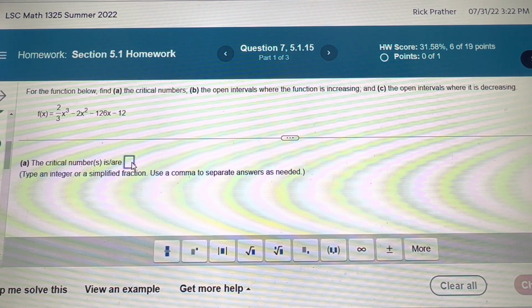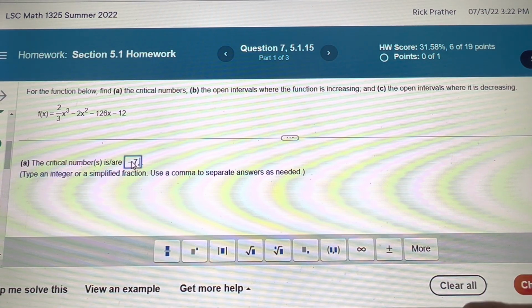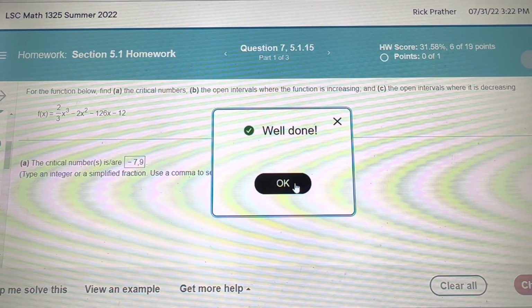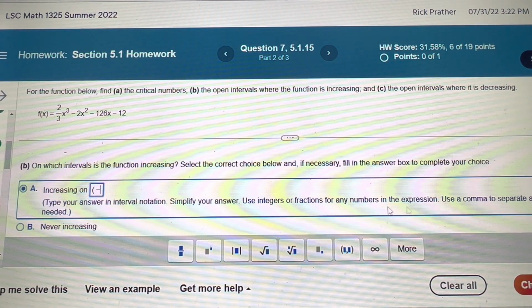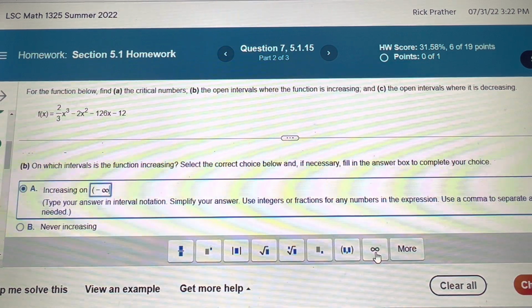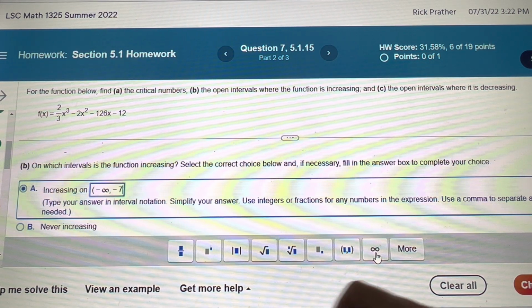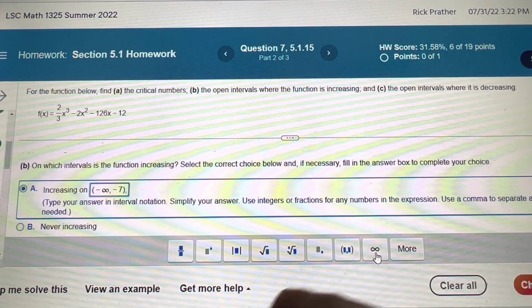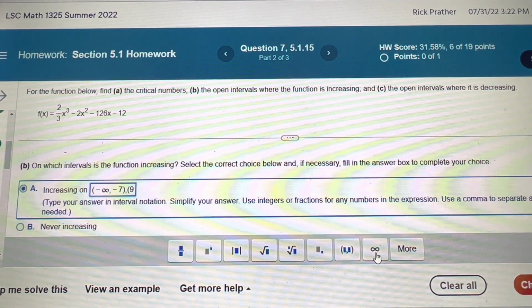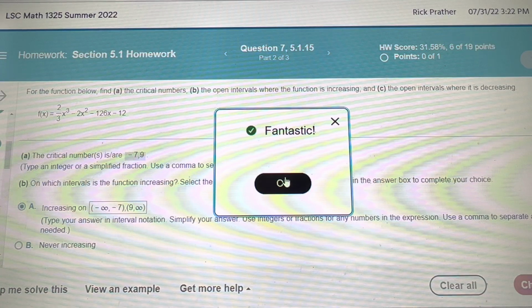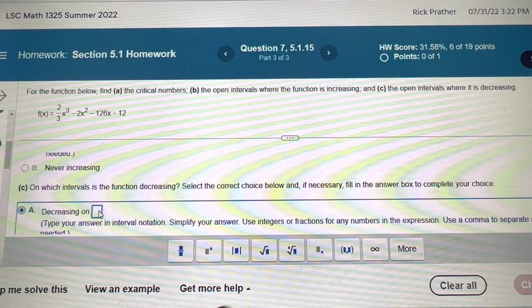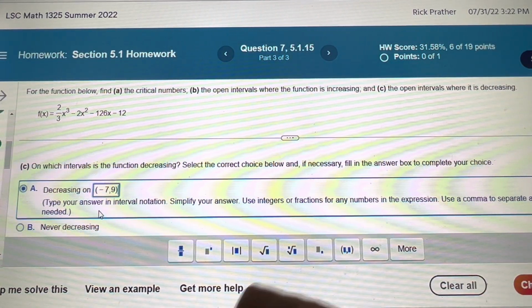Oh no, first they want the critical numbers. So negative 7 and 9, we got 2 of them. It's increasing from negative infinity until the first critical number, which was negative 7. And then it also increased from the second critical number, 9, all the way to infinity. And it was decreasing in between the two critical numbers from negative 7 to 9.